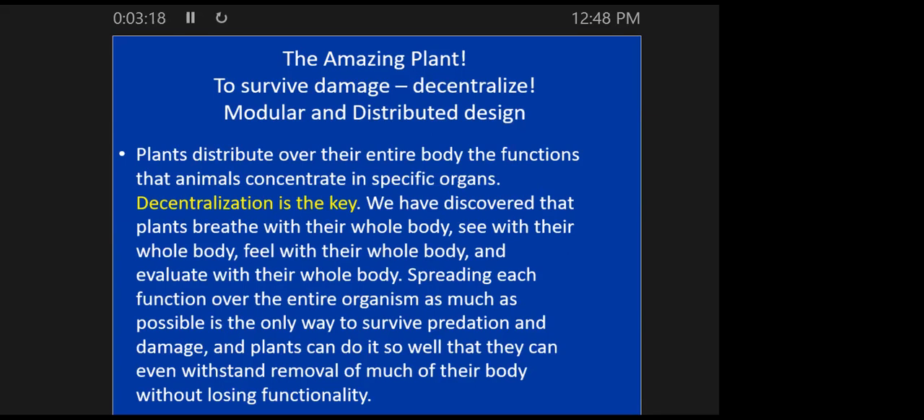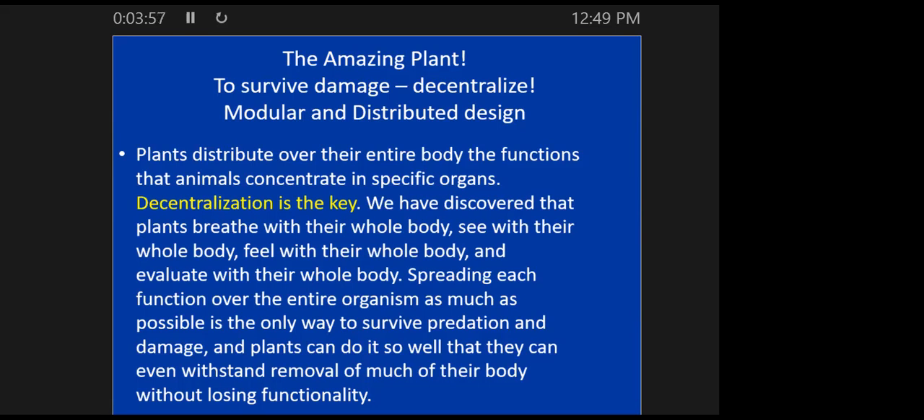We put everything in organs and have very specific regions of our body. They have decentralized. And that allows them to get chewed down to virtually nothing. And they're like, yeah, I'm okay. I'll just grow again. That is really quite amazing and such a different lifestyle compared to humans in that regard. And so this idea of decentralization, they breathe with their whole body, see with their whole body, feel with their whole body, and evaluate with their whole body, spreading each function over the entire organism as much as possible is the only way to survive predation and damage.